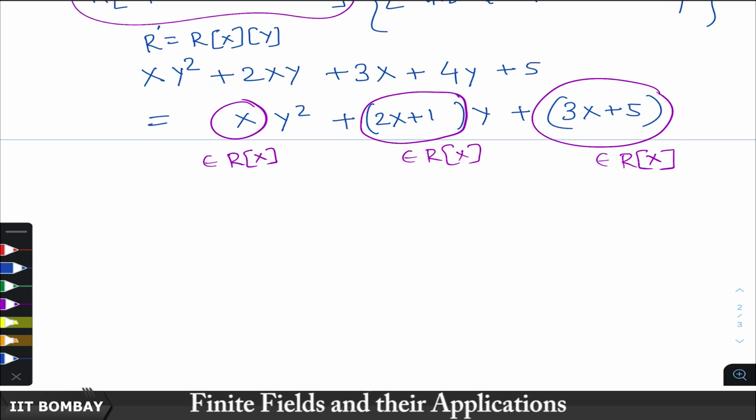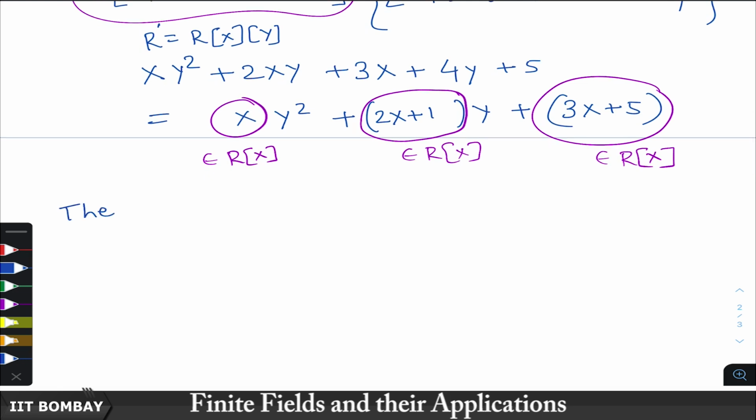Now, however, there is one thing that is special about R[x] that is not true for multivariate polynomials, and that is a very important feature. Which is that, let us take a field F. Then F[x] is a PID, a principal ideal domain. Not only this, so what does PID mean?